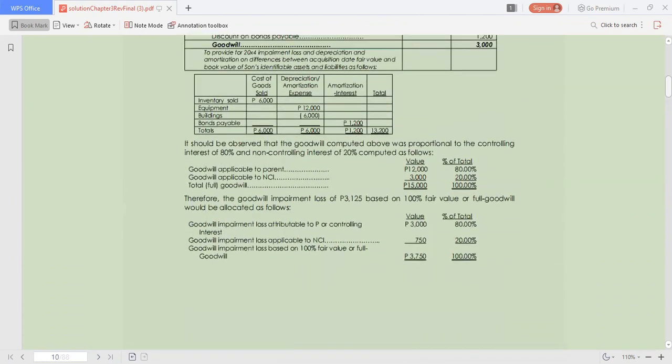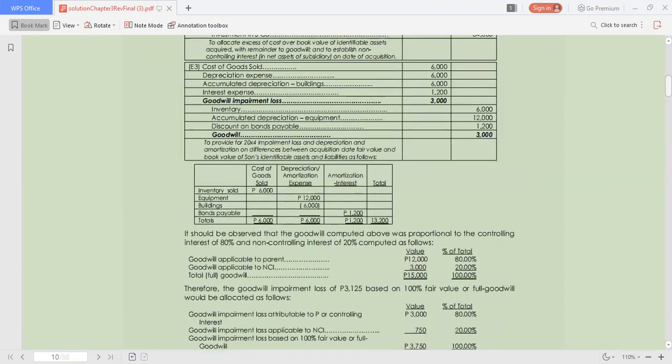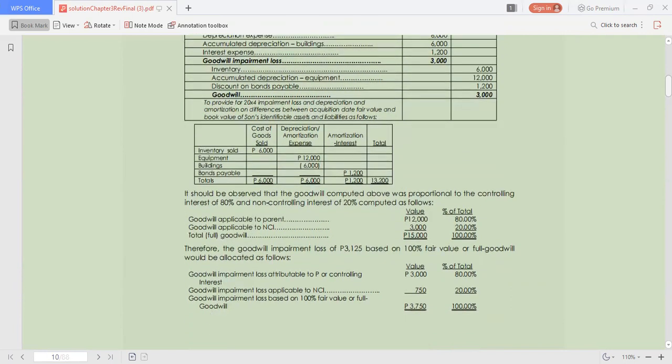Take note that in E3, we have this entry. Again, the entry in E3: debit cost of goods sold, debit depreciation expense, debit accumulated depreciation of buildings. Then we have to debit interest expense. We debit goodwill impairment loss, then credit inventory, credit accumulated depreciation of equipment. That's already good for 2 years. And we now credit discount on bonds payable in the amount of 1,200, credit to goodwill.